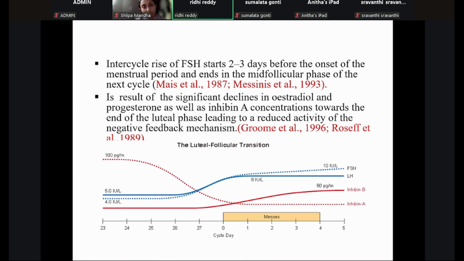It is a result of the significant decline in estradiol, progesterone, as well as inhibin A concentrations towards the end of the luteal phase. So there will be no negative feedback mechanism.